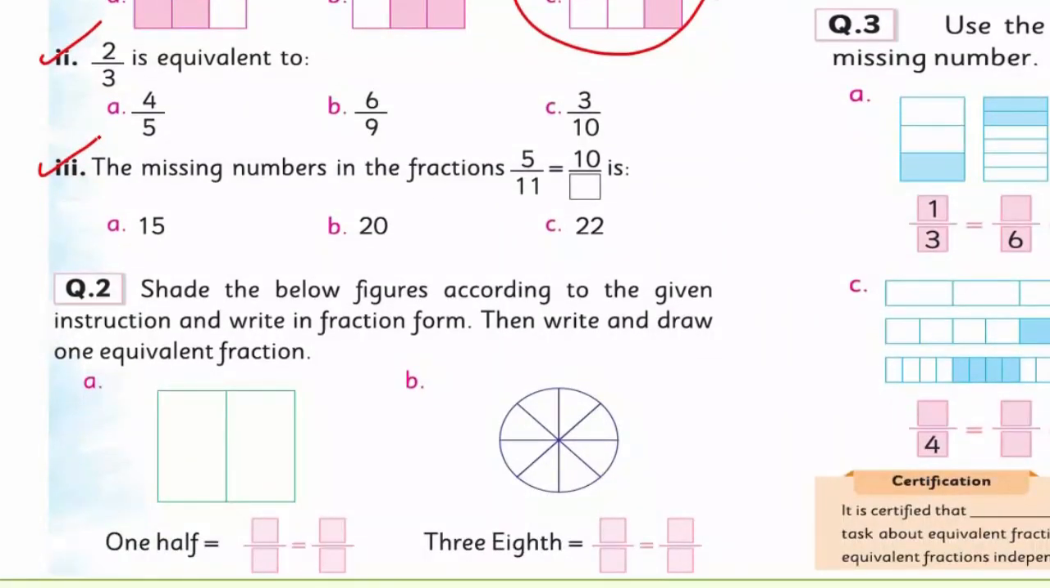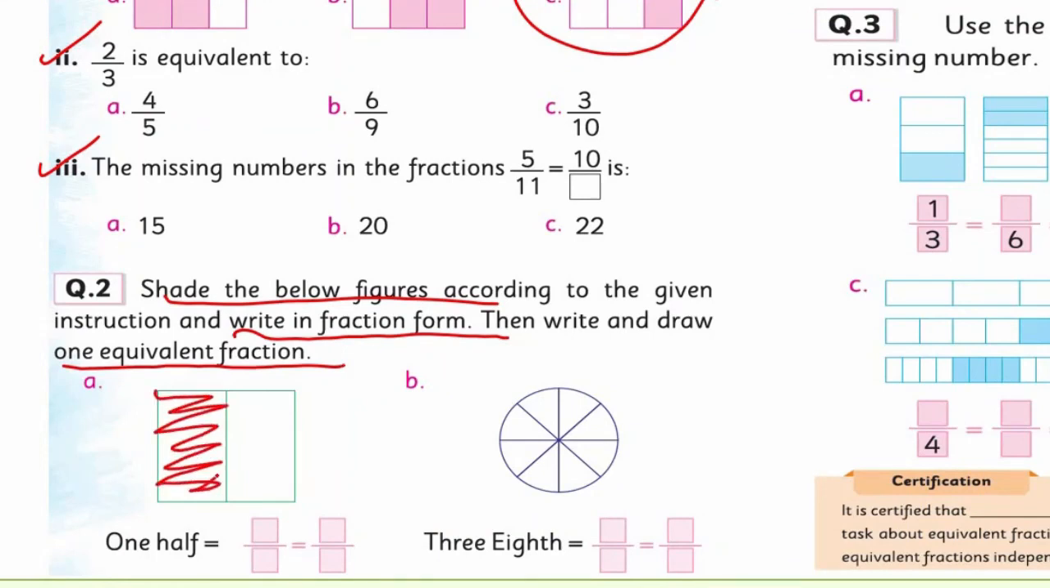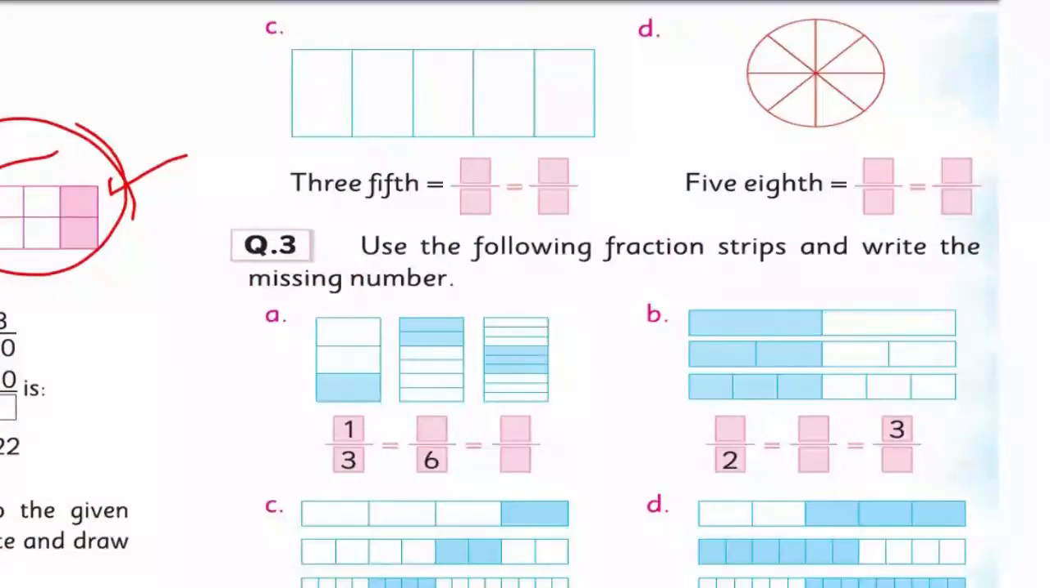And then in question number 2, shade the figures below according to the given instruction and write in fraction form. Then write and draw one equivalent fraction. What you have to do? Like this. So 1/2. You can write here when we make a line over here like this. So we have 2/4. Similarly, you can complete other parts of this question.